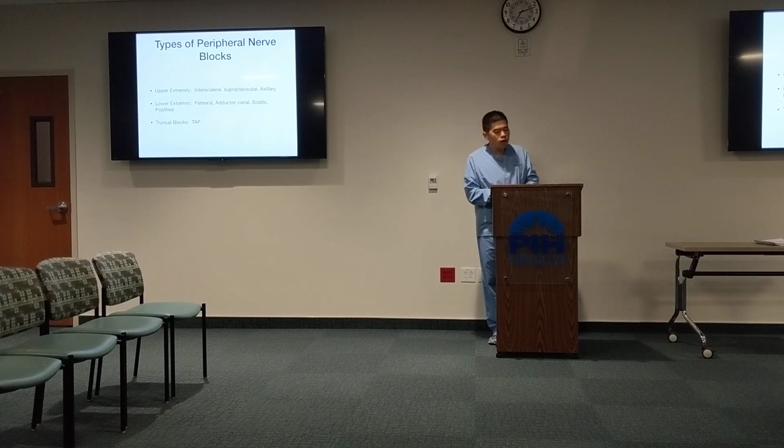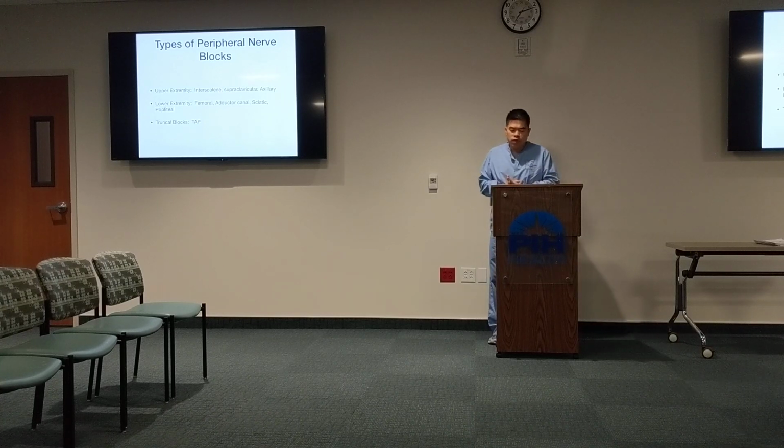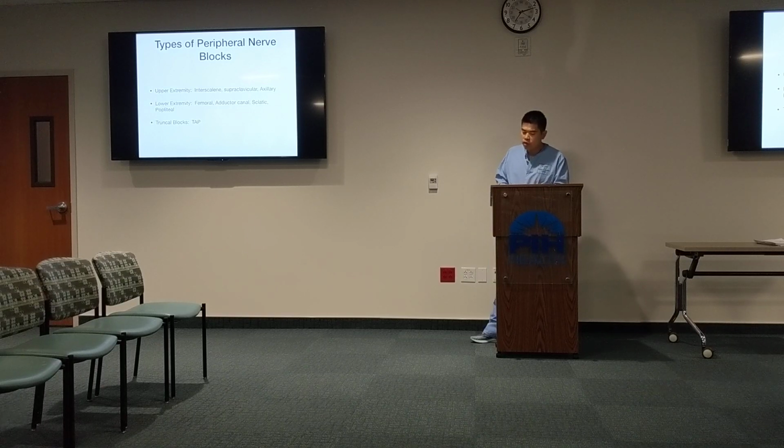So we're going to move on to talk about a couple of the different types of peripheral nerve blocks that can be done. This is just a few examples, but there are upper extremity nerve blocks like the interscalene, the supraclavicular, the axillary. There are lower extremity nerve blocks like the femoral, the adductor canal, the sciatic, and the popliteal. And then there are truncal blocks like TAP blocks.